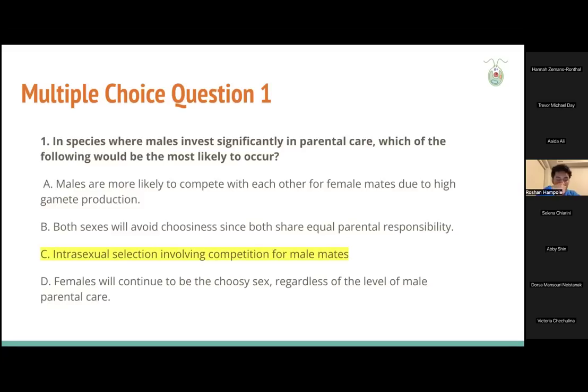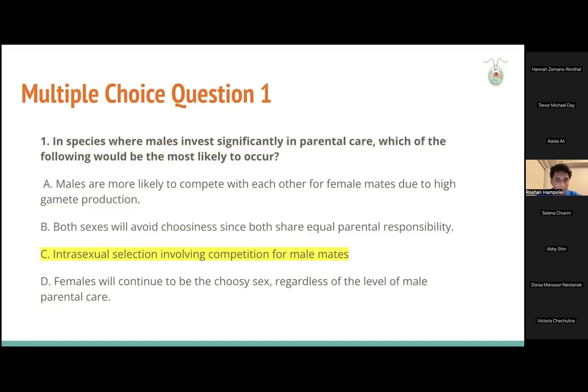Okay, so I'm just going to go through each answer one by one. A: Males are more likely to compete with each other for female mates due to high gamete production. This is not going to be true because the males are the ones most invested in parental care. As we just talked about, whichever sex is more involved in parental care is the one that's going to be choosy. Since the males here are going to be choosy, they're not going to be competing with each other. We'd find that females should be competing with each other for males.